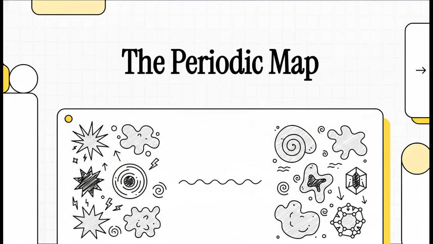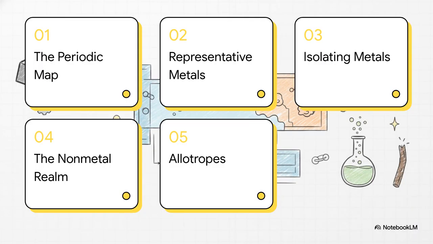All right, let's jump right into this explainer. Today, we're totally demystifying the periodic table, taking it from that static poster you probably remember from a classroom wall and turning it into a dynamic, living map of highly reactive metals and incredibly bizarre shape-shifting nonmetals. Here's our itinerary for today's elemental journey.